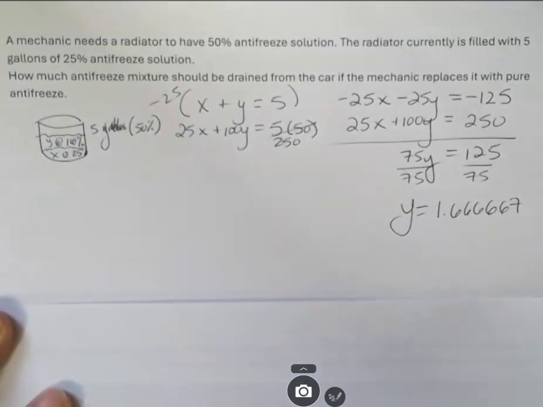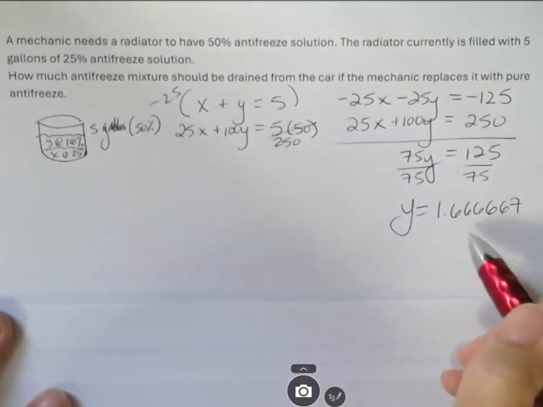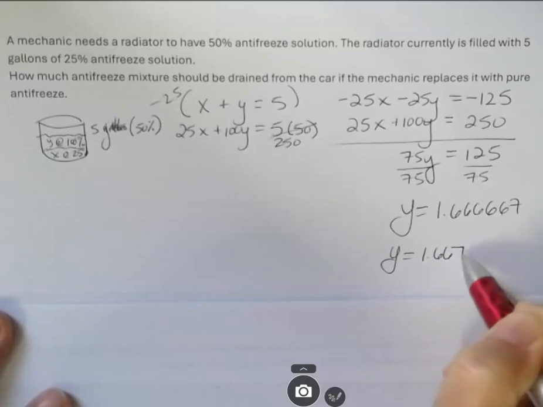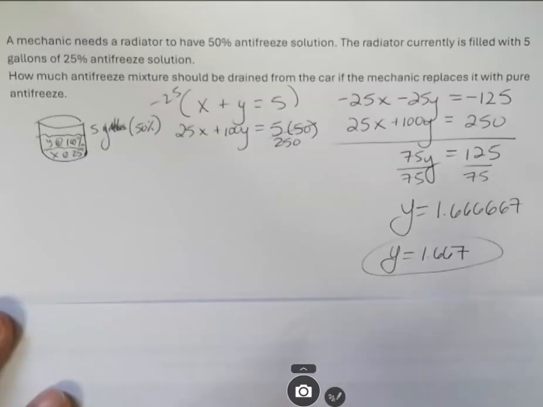It does say in the problem to round to the nearest, I think, 3 decimals. Look at your problem. It might say round to the nearest whole number or round to the nearest tenth or hundredth or thousandth. But if we were rounding to the nearest 3 decimal places, that would have to be 1.667. Remember that we always have to round up if our following number is a 6 there.